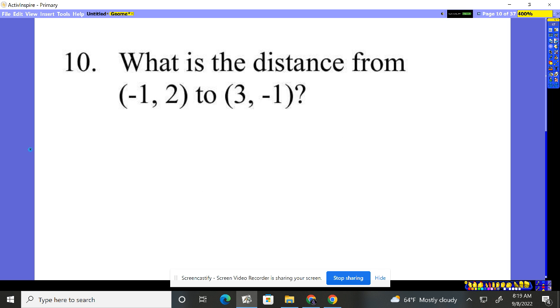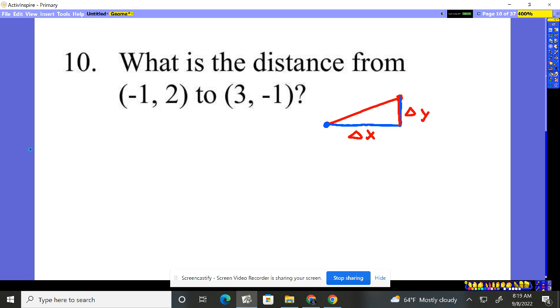What is the distance? Okay, it says it's on blue. What is the distance from -1, 2 to 3, -1? So you have a point, and you're trying to go to another point, and you're trying to find the distance. Well, really, all you have is a Pythagorean theorem problem. This horizontal will be the change in the x's. The vertical here will be the change in your y values.